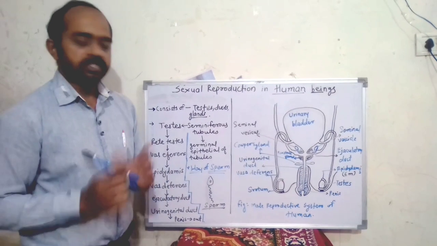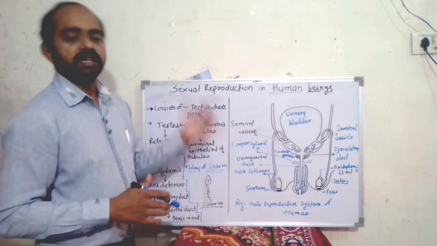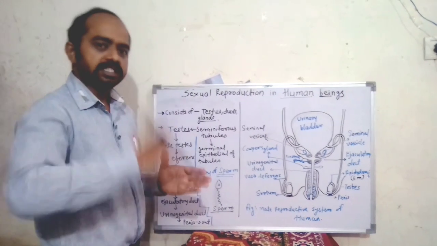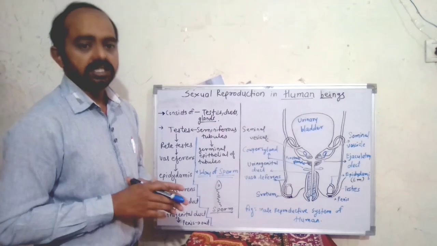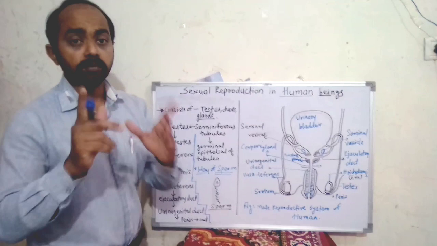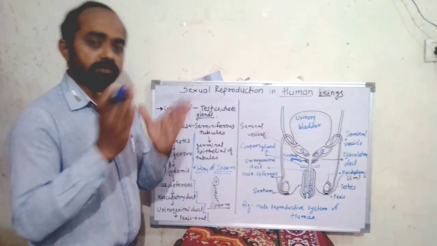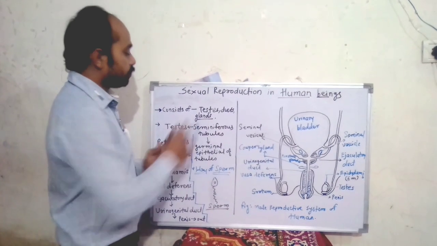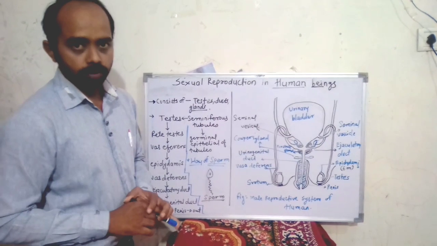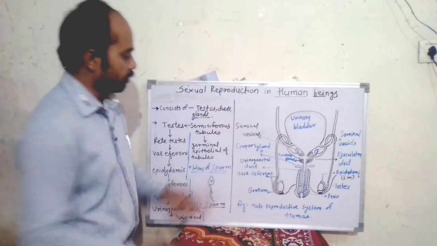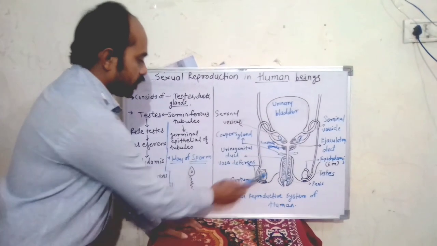The testis is generally divided into seminiferous tubules. These seminiferous tubules are again subdivided into germinal layers, and this germinal epithelium of the testis produces sperms by the process of meiosis. Now these produced sperms are pushed towards the seminiferous tubules, inside the testis.